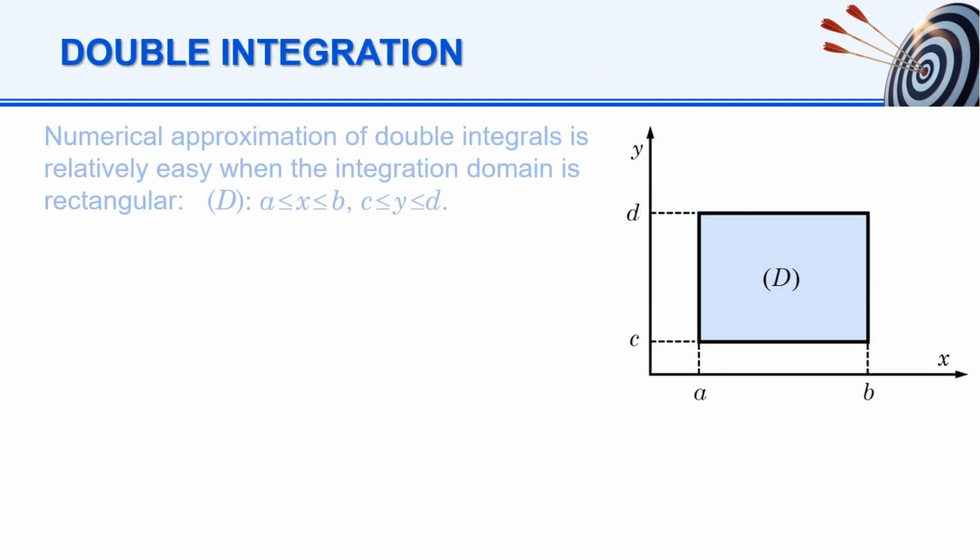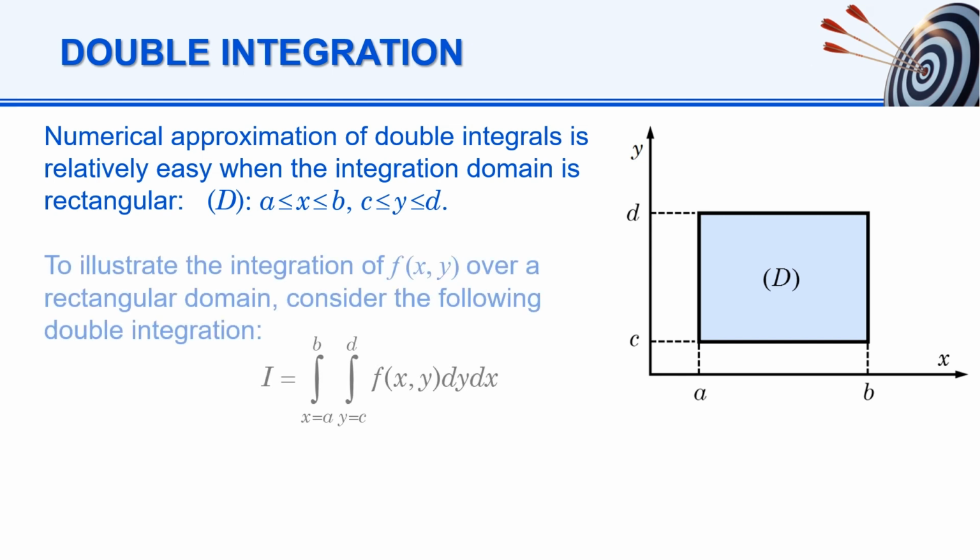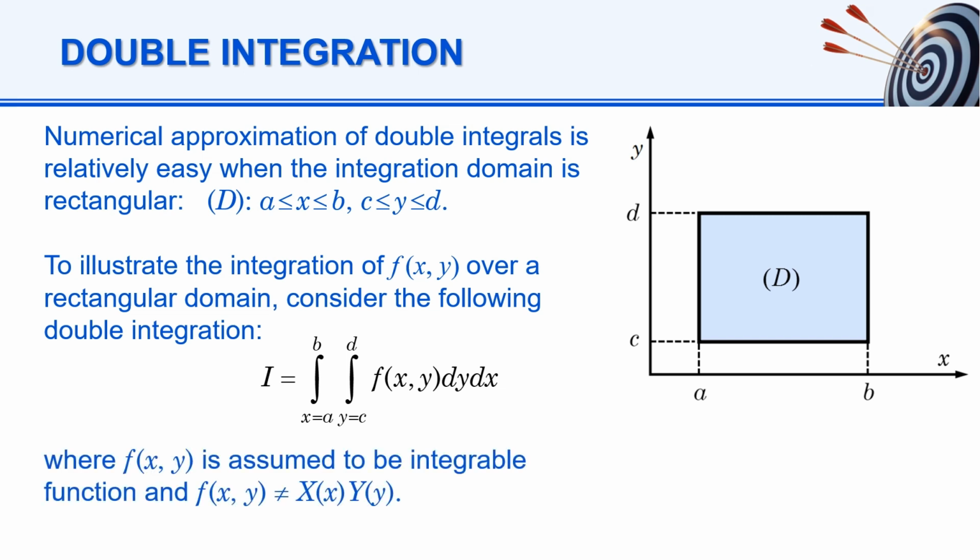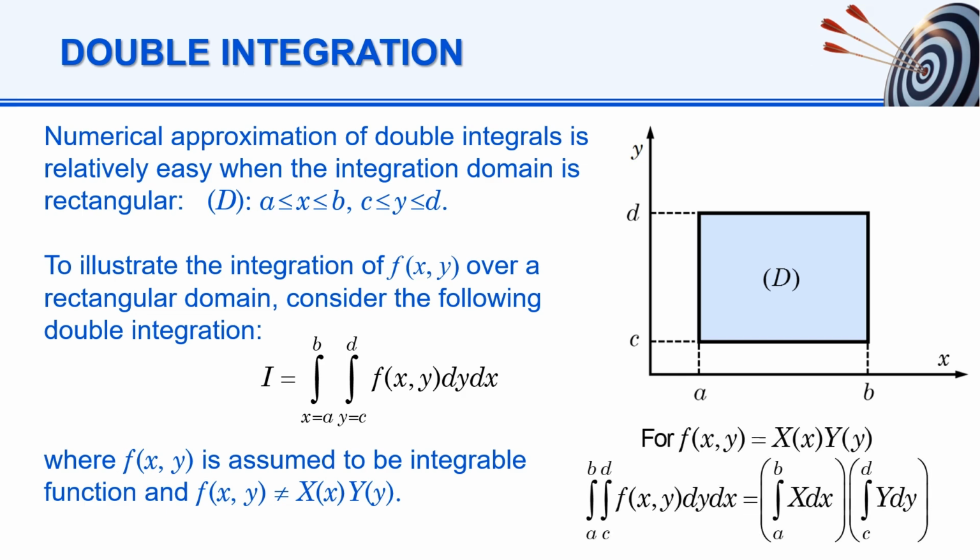Numerical approximation of double integrals is relatively easy when the integration domain is rectangular. Domain D is defined as x from A to B and y from C to D. To illustrate the integration of f(x,y) over a rectangular domain, consider the following double integration, where f(x,y) is assumed to be an integrable function and not equal to the product of uppercase X and uppercase Y functions, because the case of equality reduces it to the product of two single integrals.